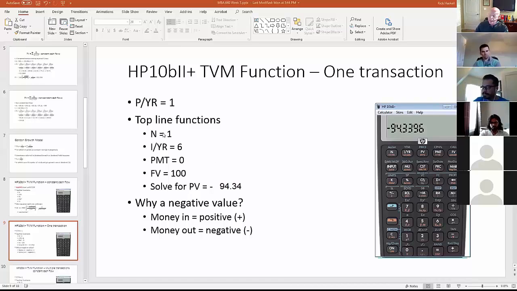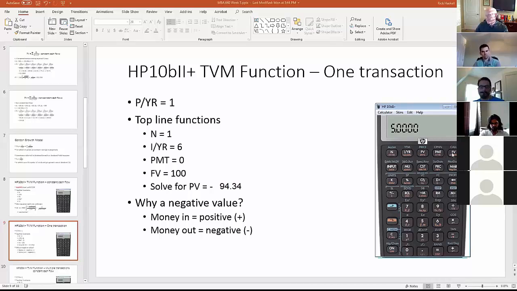Well, for 1 year, it doesn't matter. But let's change this. Let's assume that it's going to be 5 years instead. So if nothing else is going to change here, I can say 5 N. So I still have the 6%. I still have the future value of 100.